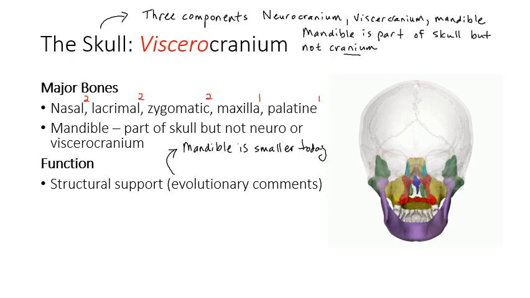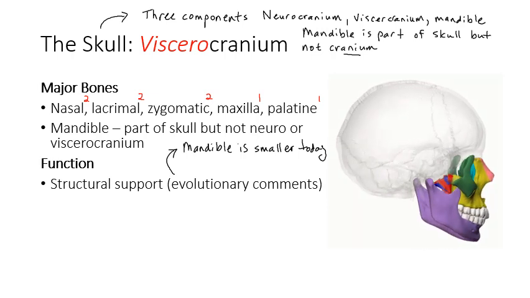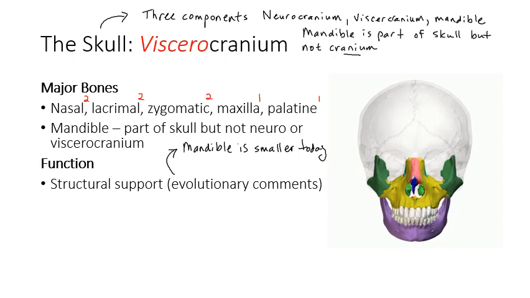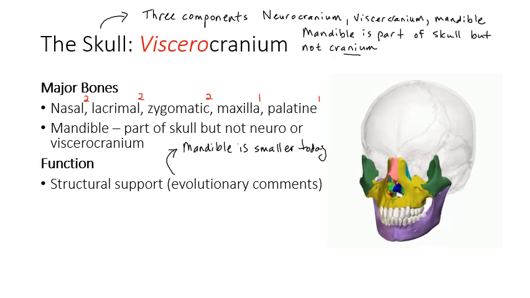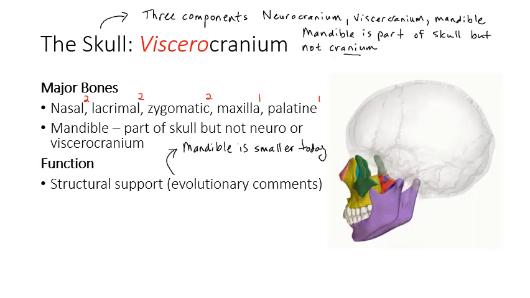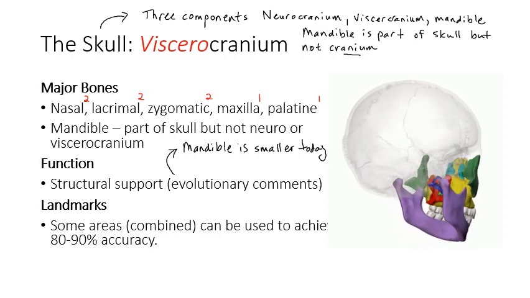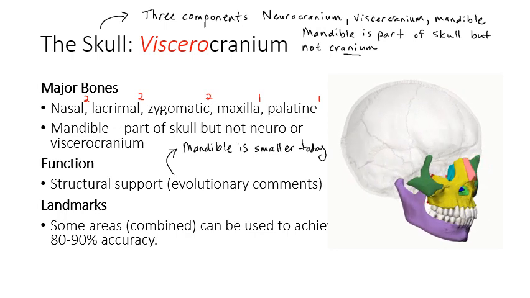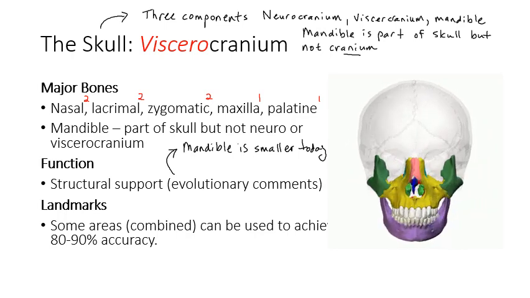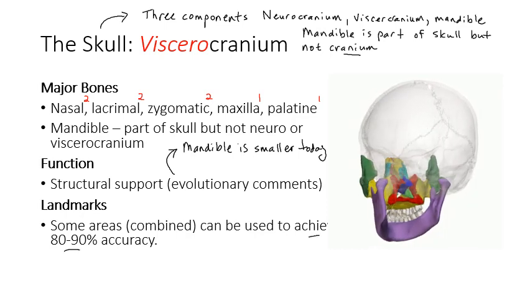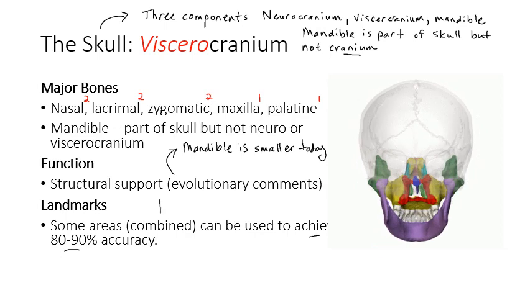And this change in our visceral cranium, the smallness of that, also allowed for the development of a larger brain within the species, the evolution of the species. And again, we're going to find a number of landmarks that we're going to be interested in. And as we've pointed out, some of these areas combined can be used to achieve 80 to 90% accuracy. Now that's pretty good.